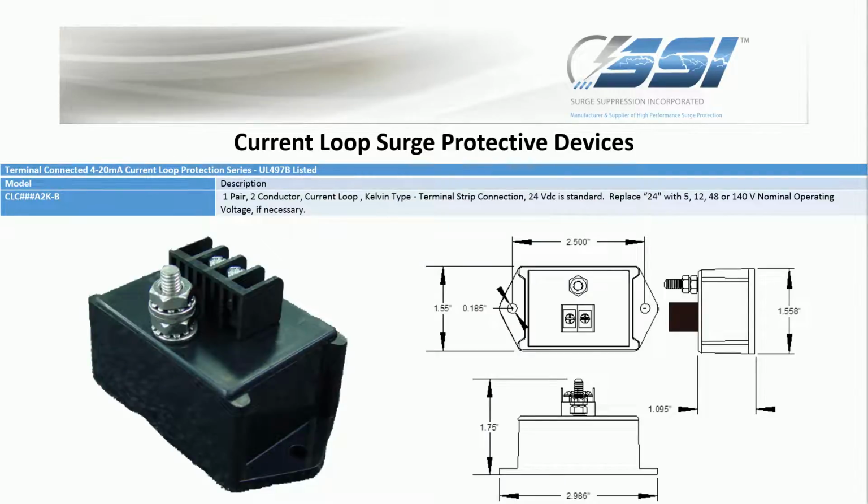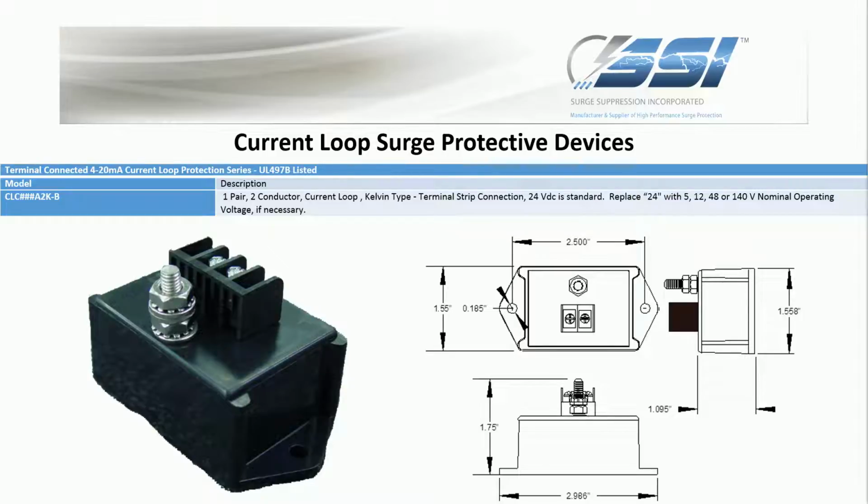This is a Kelvin-connected current loop SPD. It can be used in the same installation as the previous SPD. In this case, the positive and negative wires of the current loop circuit are each looped to their respective terminals on the SPD and then continue from those terminals to the protected equipment. This creates a parallel connection to the SPD on the circuit with virtually no lead length.